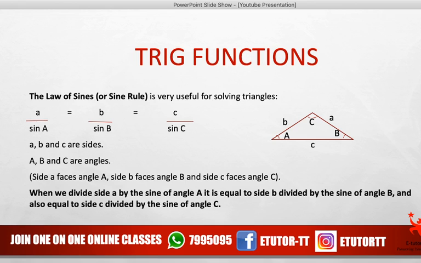When we divide side a by the sine of angle A, it is equal to side b divided by the sine of angle B, and it's also equal to side c divided by the sine of angle C.